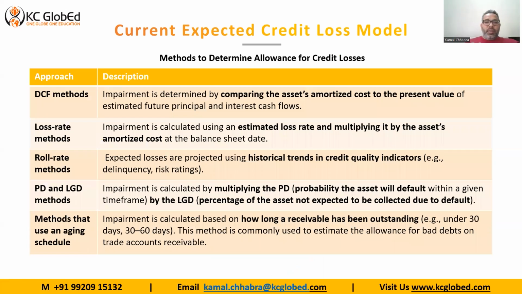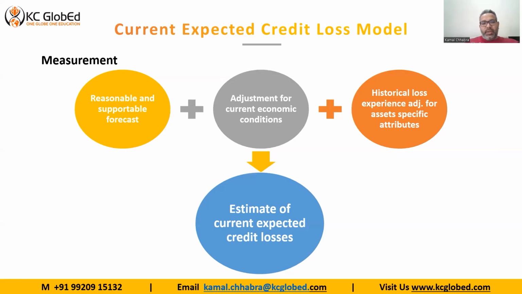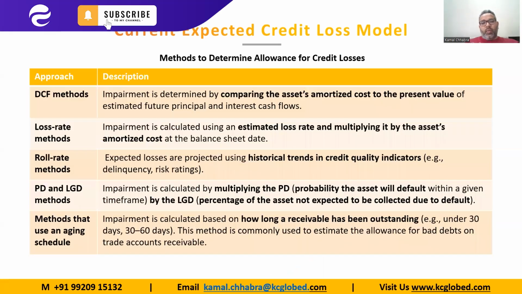Cool. Okay. So next topic is methods to determine allowance for credit loss. First, we have discussed what all things you need to consider for the calculation of expected credit loss, but what method you should adopt. And all these are permissible methods or allowable methods as per ASC 326.